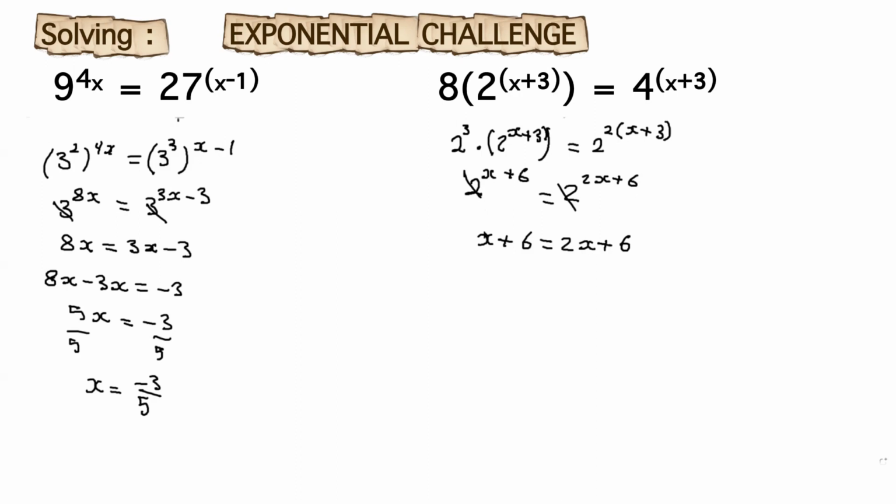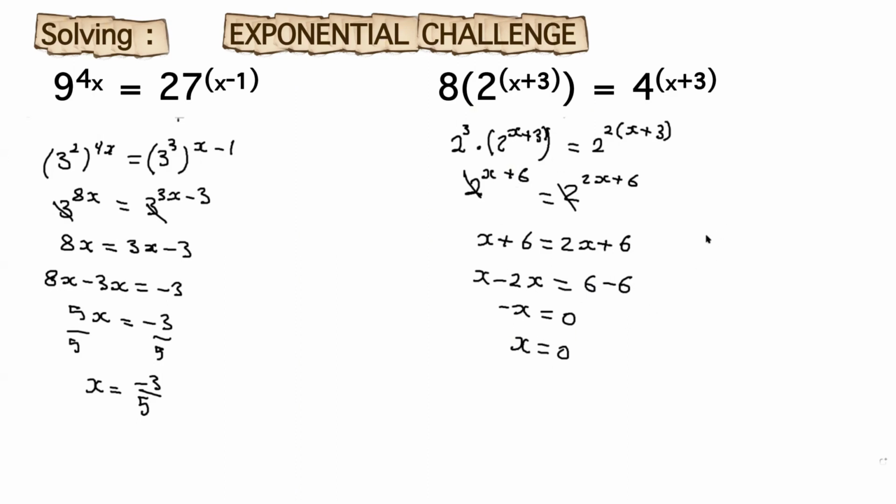Now you know where this is going. If you move the 6 to the other side, you're going to get 6 minus 6 is 0. And if you move the 2x to the left side, so basically you're going to have x minus 2x equals 6 minus 6. And you have negative x equals 0. Therefore, x equals 0. And that is the answer for this equation.